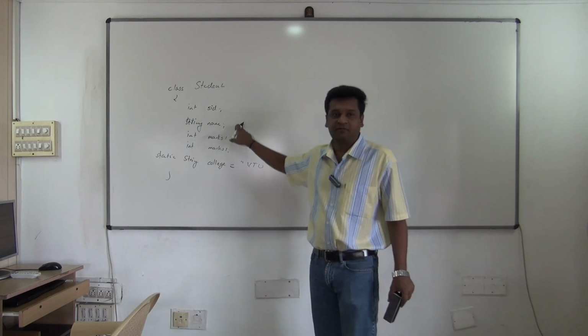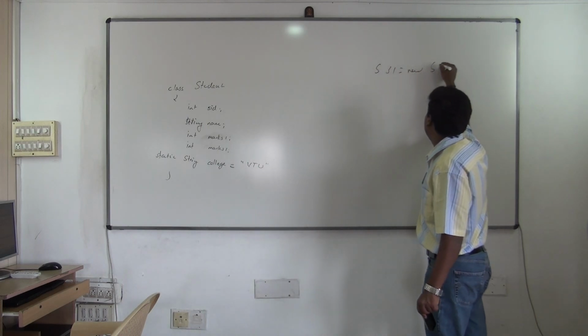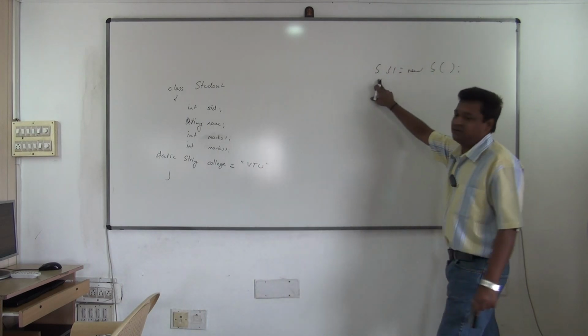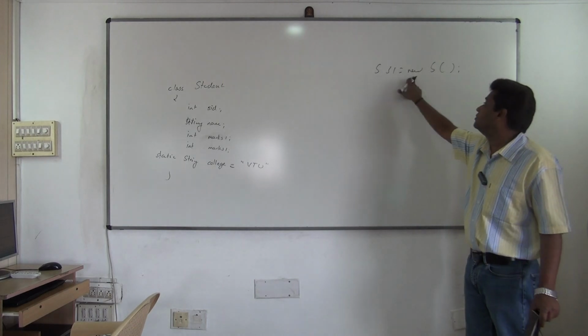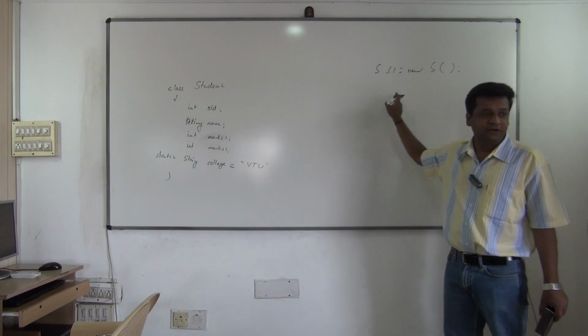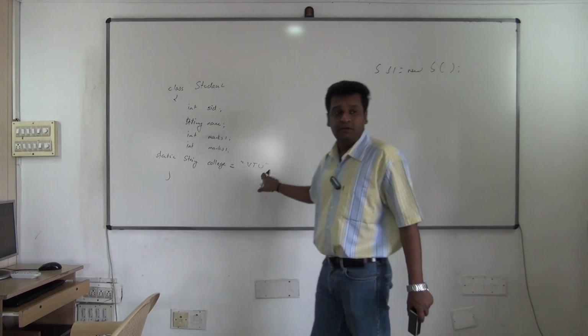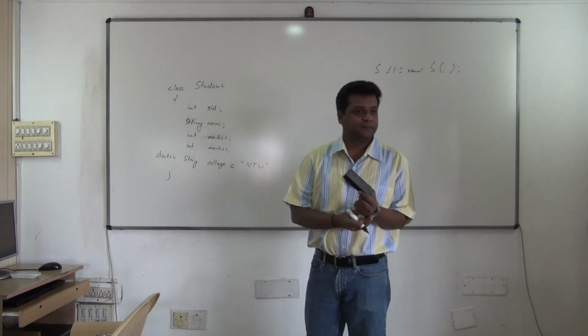These values will differ from student to student. See how it will differ now? Student S1 is equal to new Student. I am writing a shortcut, S means student. Student S1 is equal to new Student. Create the object. In S1 these four values will be different. In S2 again the values will be different. But in all the objects college will be the same.